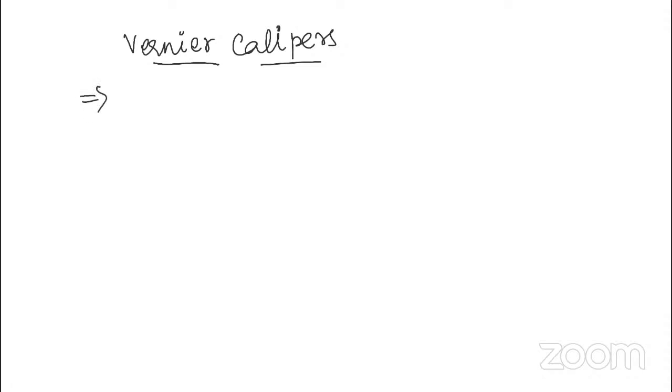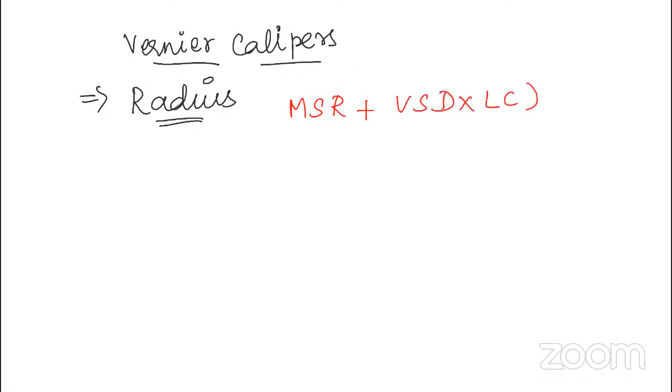In vernier calipers, they are asking the radius readily, so we have to use this formula for calculating the radius. That is MSR plus VSD into least count, divided by 2.